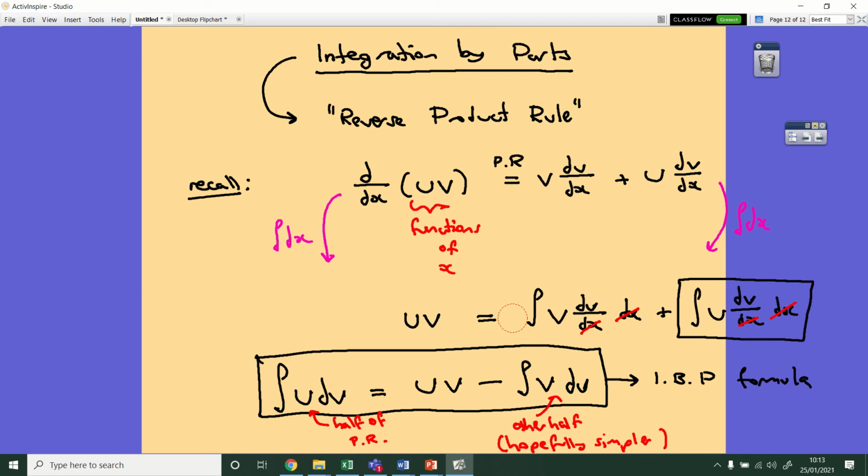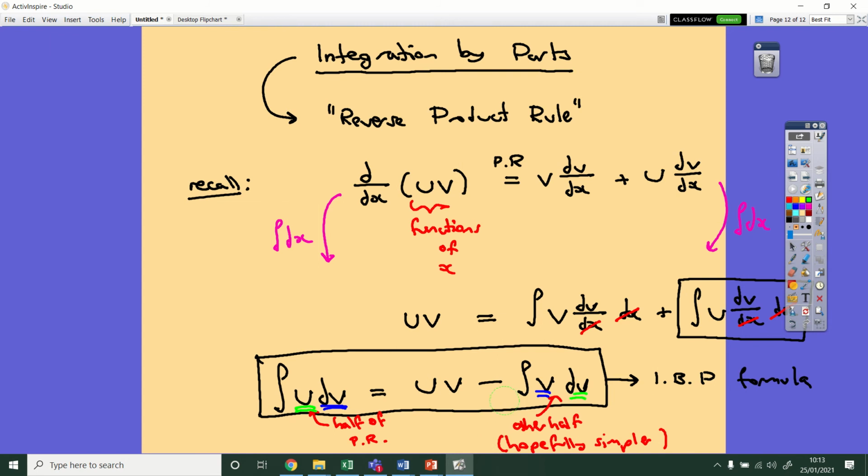Okay. And you also notice that to swap over from this integral here to this integral here, the dv portion has been integrated back to v, and the u portion has been differentiated back to du. So there's a swapping over in terms of integrating one of these things and differentiating the other. Okay, so that there has integrated, and these green bits have been differentiated.